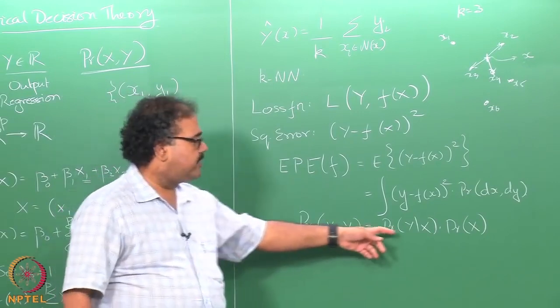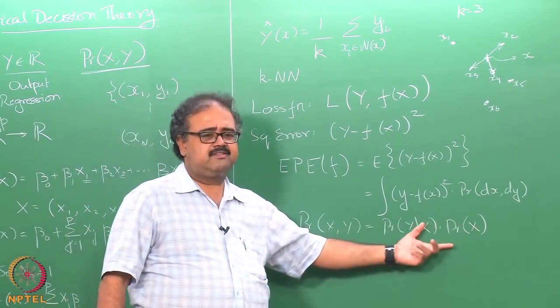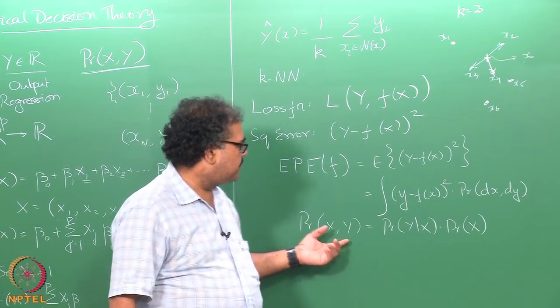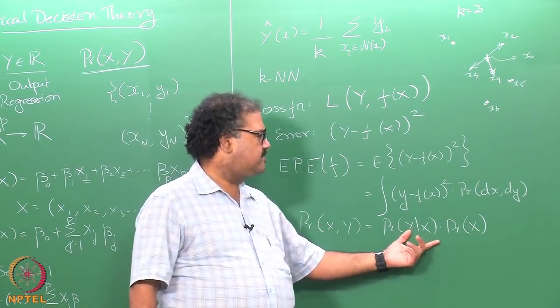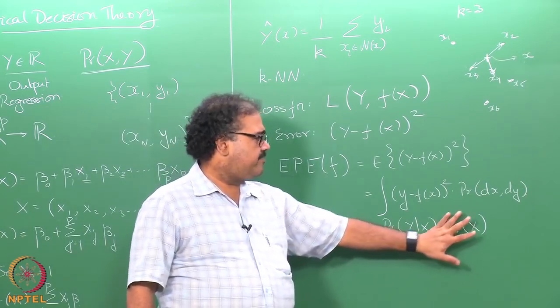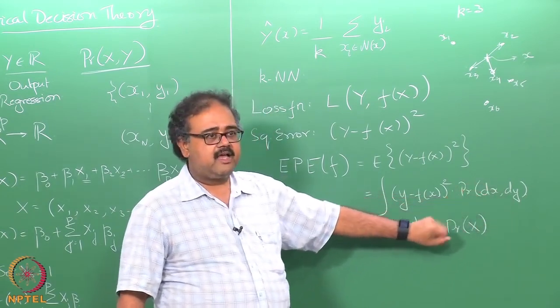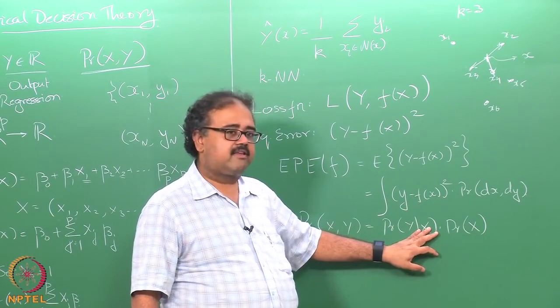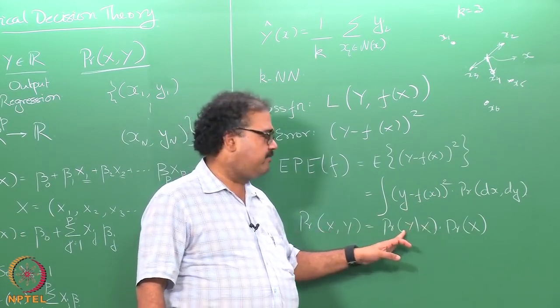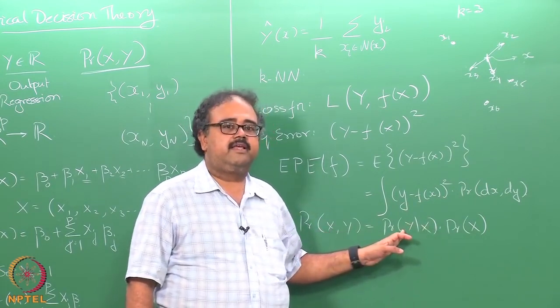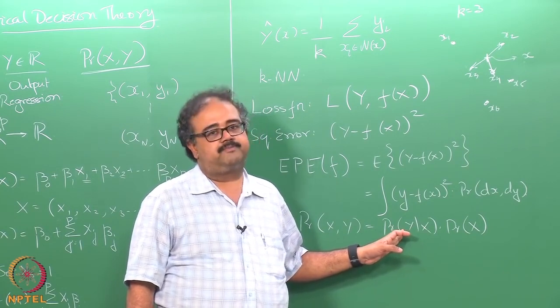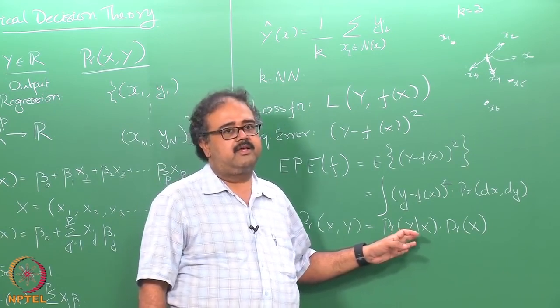So, it can be written as probability of y given x into probability of x. This is just the product rule in probability. So, I get this. So, what does this tell me? That there is some chance with which I can choose a data point x. Having chosen a data point x, what is the probability of seeing a particular output value?